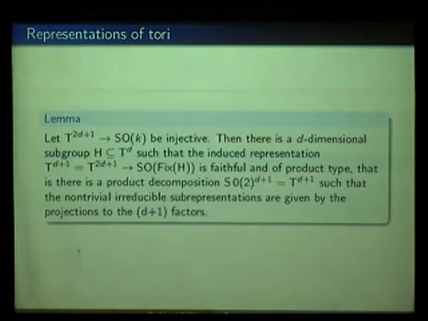For us, more important is the following lemma. We take any representation, we don't assume anything on it except that it is faithful. So we have a faithful representation of the torus. There can be finite isotropy, it doesn't matter. Then the conclusion is, if the dimension of the torus is D, there's a D-dimensional subgroup H such that the induced representation on the fixed point set is faithful and of product type, right?